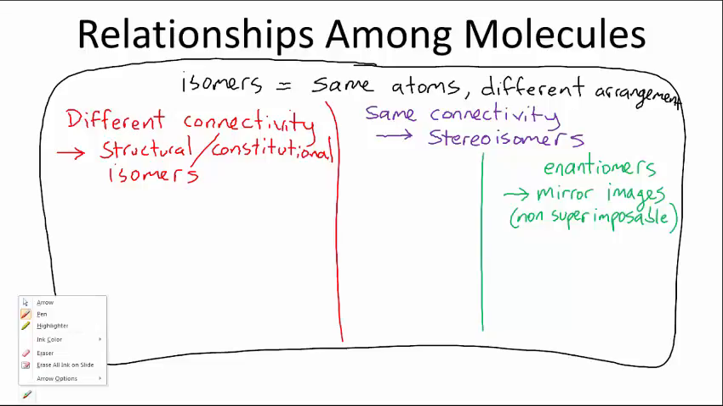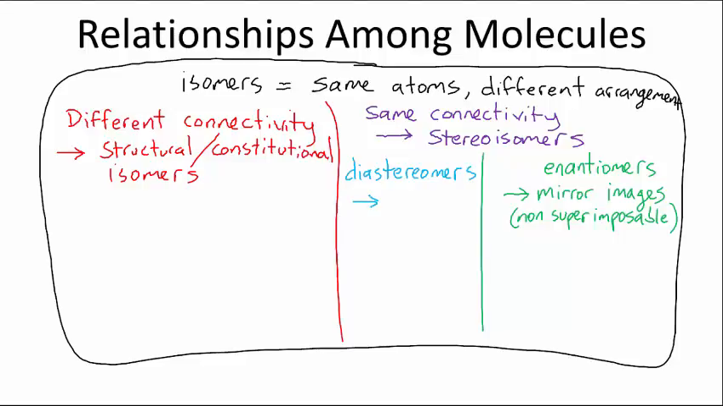And then we have the others that are not mirror images of each other. So we can have stereoisomers that are not mirror images, and we have a name for those. The long name is diastereoisomers. The abbreviated version is diastereomers. So really, we just took out the iso part.